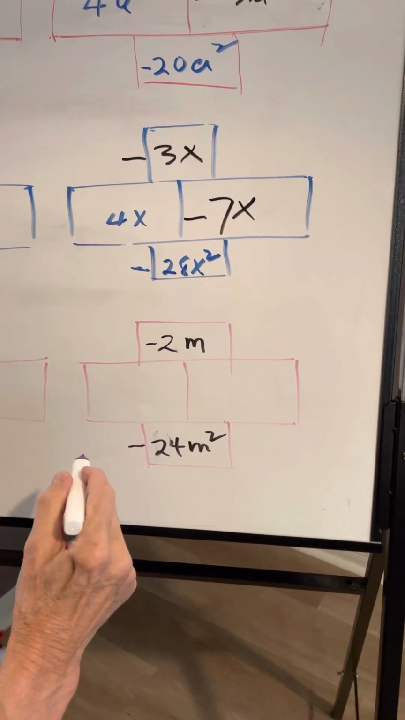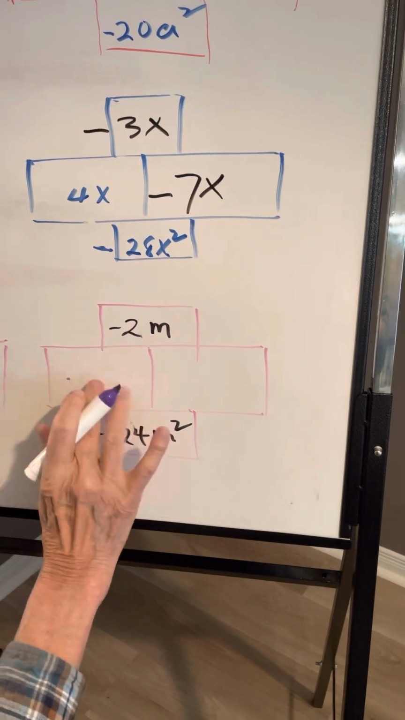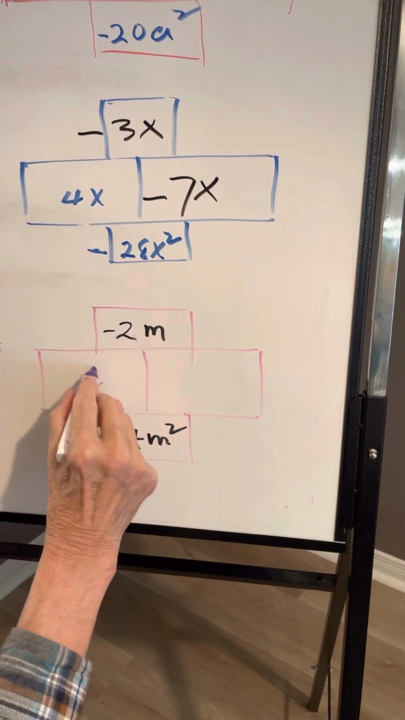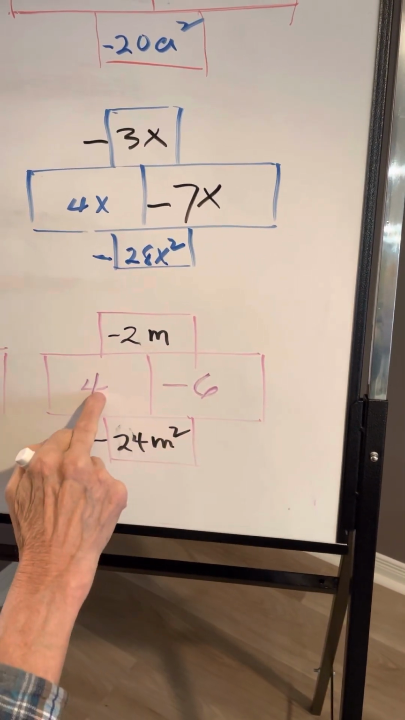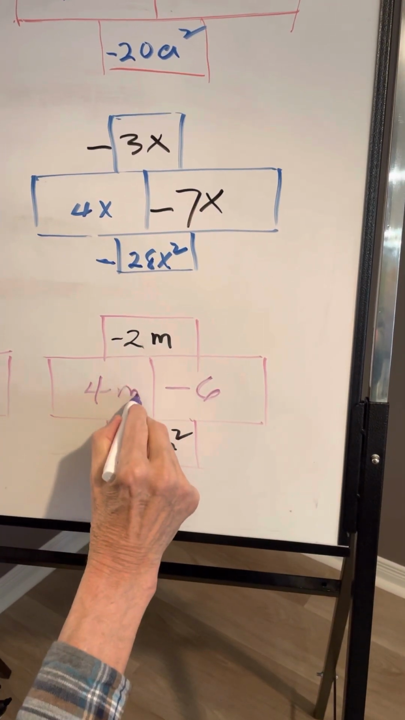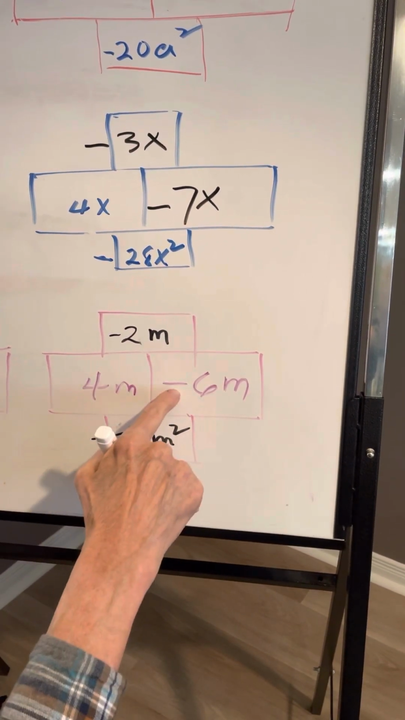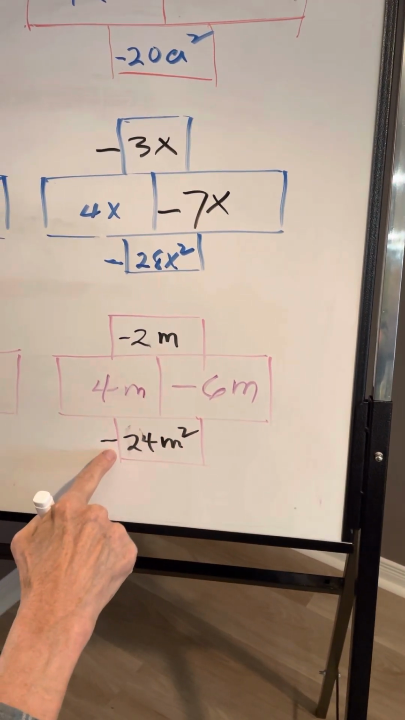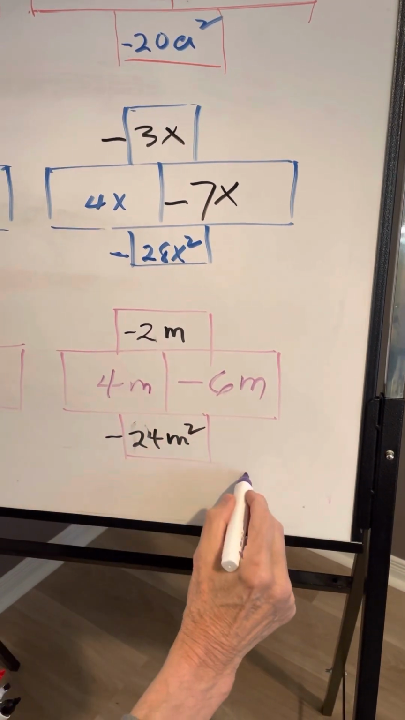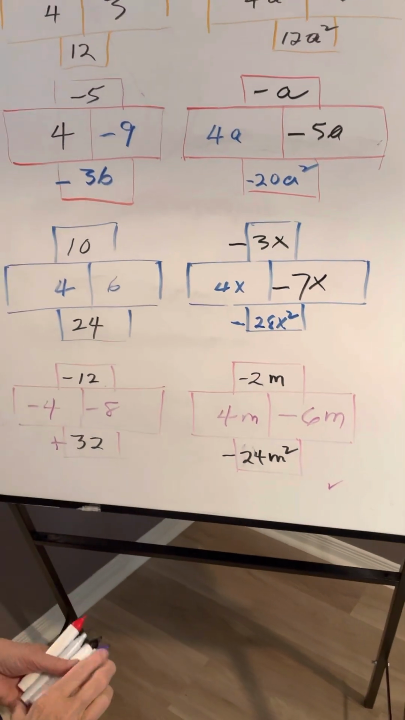So let's say 6 and 4. 4 and 6 make negative, but there are m's, and 6 times 4 is 24. See one negative, keep it. M times m is m squared. I hope you can follow that, practice it.